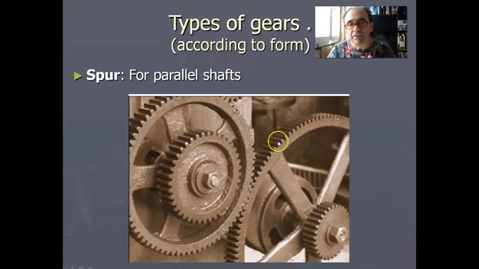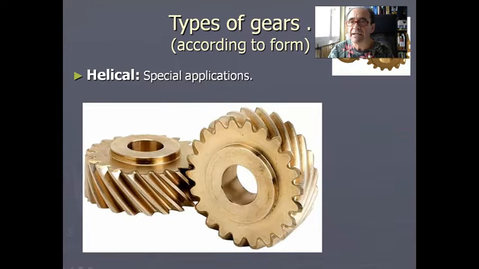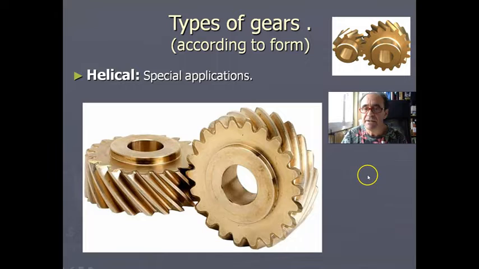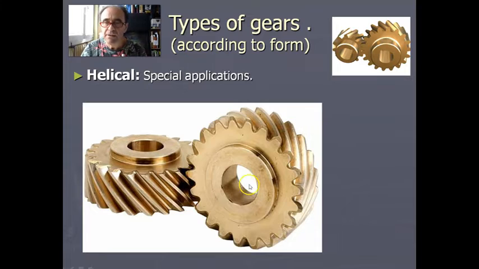This is one example of spur gears. This one is an example of helical gears. Pay attention here to the direction of the axis. In this case, they are not parallel, but they are also not crossing. So it's a very specific and particular case where the only way for transmitting the rotary motion is by using helical gears. These are really expensive.